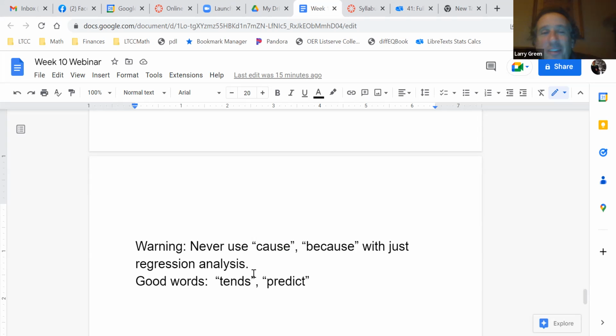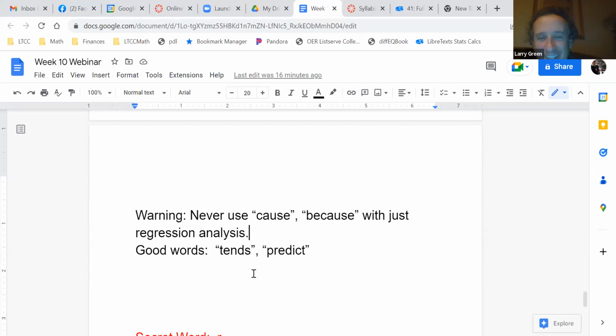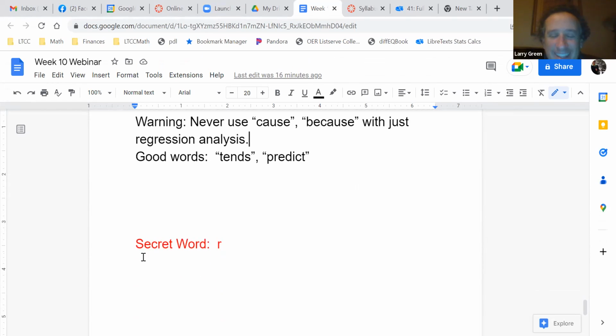Okay, so it turns out we are not going to have a secret word. In this case, we're going to have a secret letter. Even easier. So the answer to the secret word quiz for this week is R, because R is the correlation, and it's very important for regression analysis. So the secret word will be R. Lowercase is best.